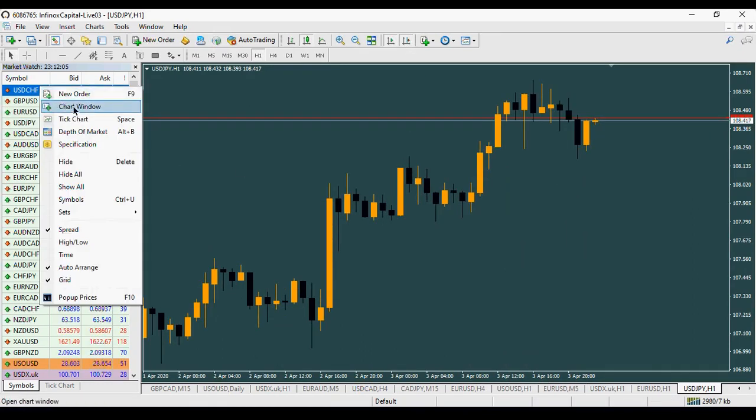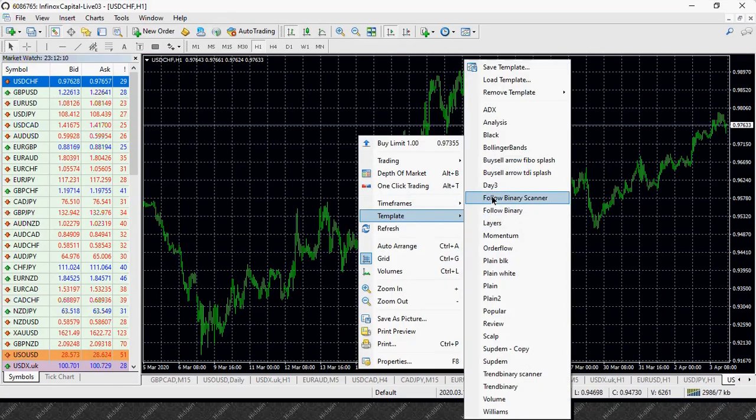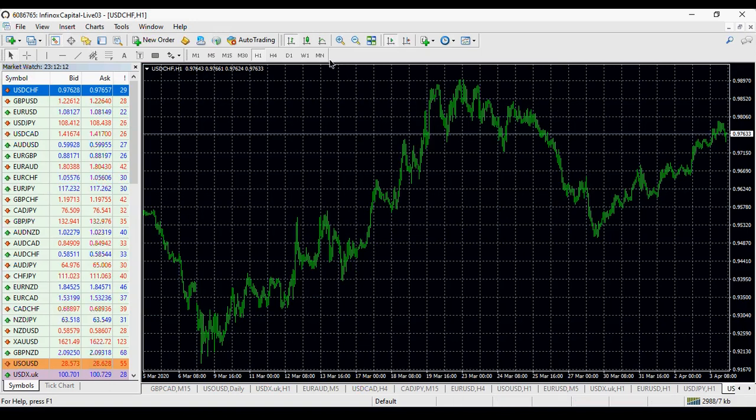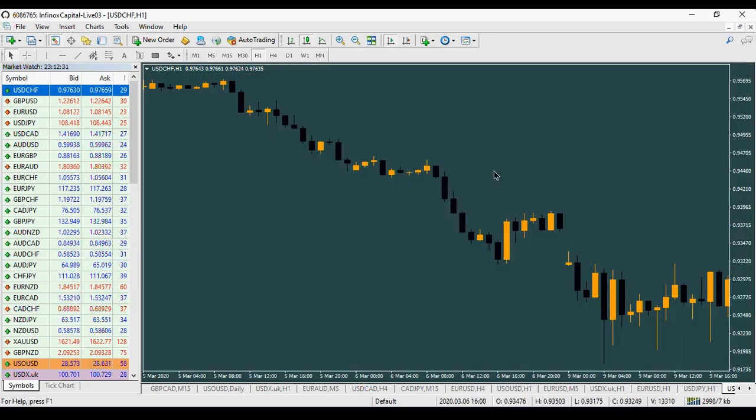Okay, I open another chart for you. Chart window. I right click, go to template, look for Day3. Now, there are also all these tools at the top that give you a fast way of navigating your MT4. Right here is also template. You can also see the template window right here. Instead of having to right click, just come here, click on the template window, look for Day3 and you can see it.